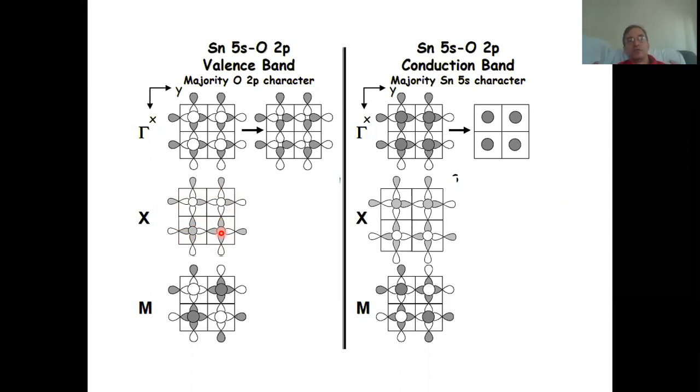So again, we can also define the algebraic signs of the 5s orbitals the opposite way. We can make these two positive and these two then negative. Okay, you see that this also results in a weakly bonding crystal orbital here. All right, but this crystal orbital would have again majority 5s tin character, whereas this one here would have majority O2p character.